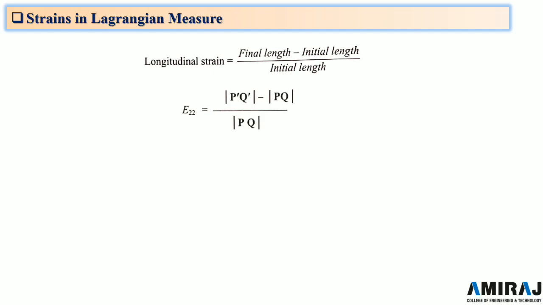So for that, this will be the equation, and the shear strain may be written by this equation, the angle RPQ minus R dash P dash Q dash, where RPQ is equal to 90 degrees or pi by 2. Therefore, the shear strain is defined as the change in angle between two lines which were at 90 degrees in the undeformed state. In the undeformed state, it was at 90 degrees.